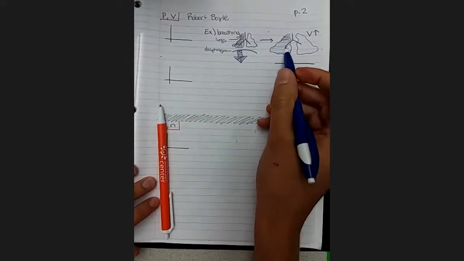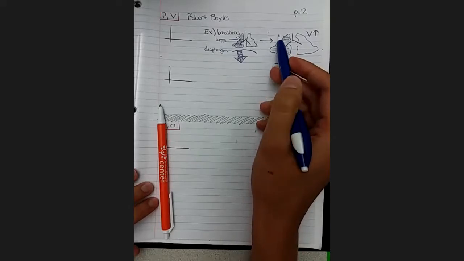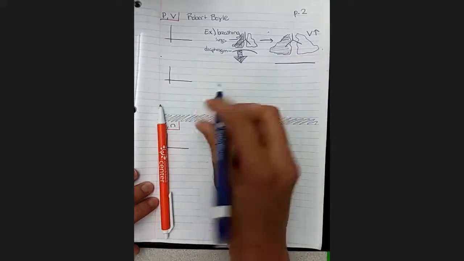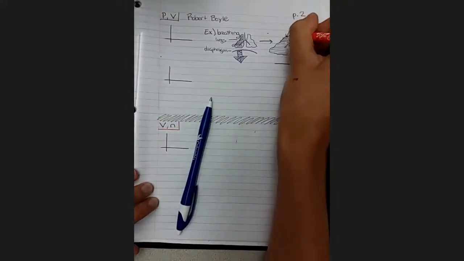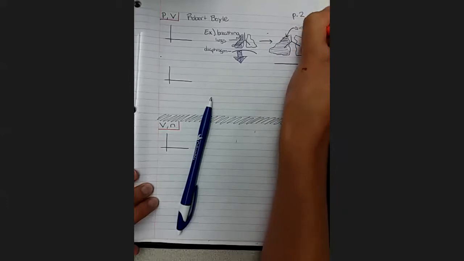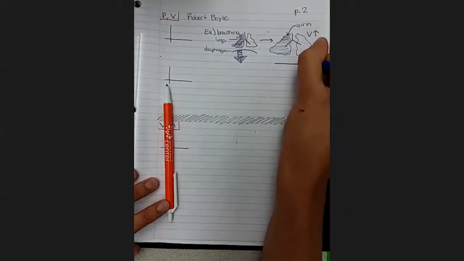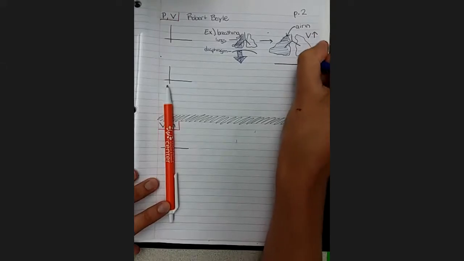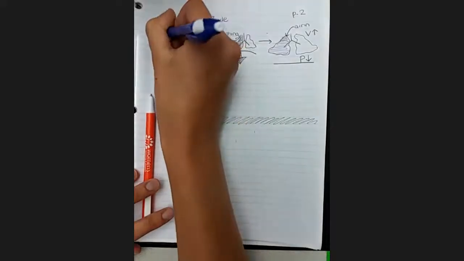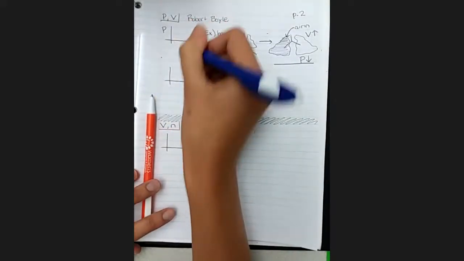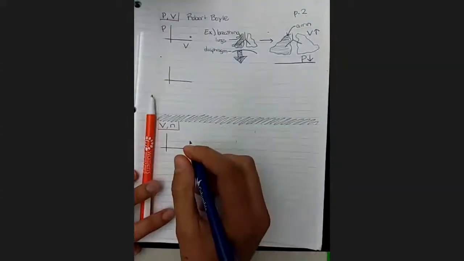The pressure inside the lungs is now going to be slightly smaller than the pressure outside the lungs. And that means that air is going to rush in to fill that void. So when the volume increases, the pressure decreases. So we've got pressure on the Y, volume on the X, high volume, low pressure. The point is going to be right around here.